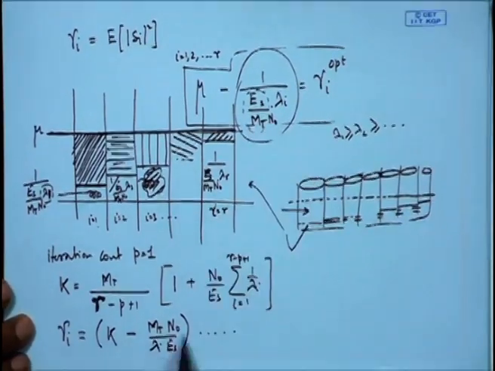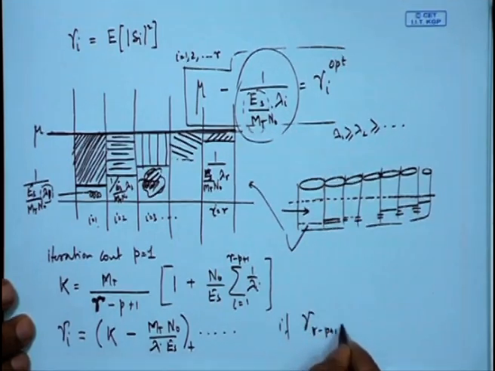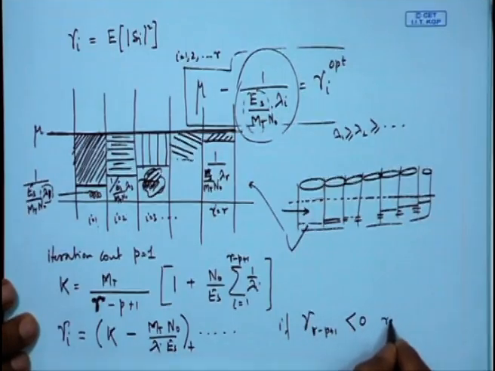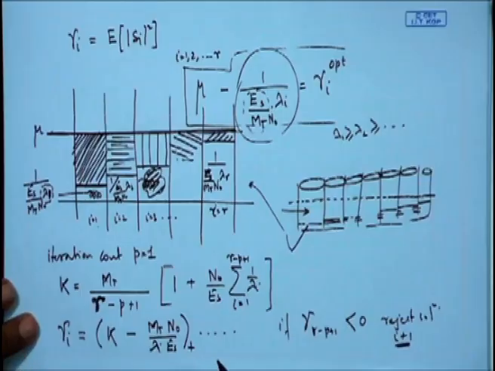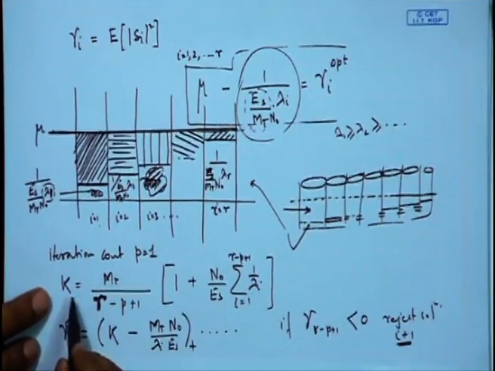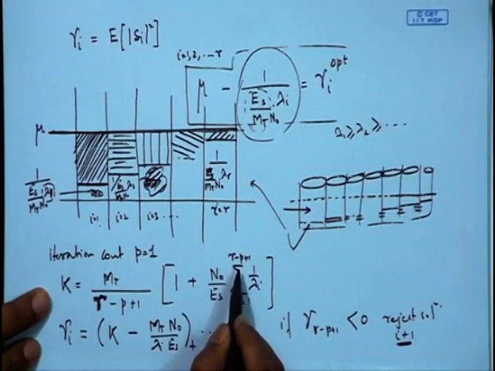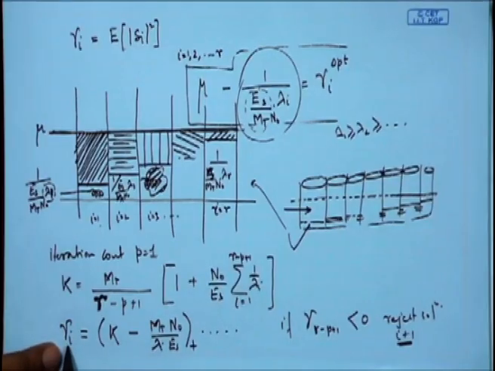And once you do this, basically it is in plus. So, if it turns out that gamma r minus p plus 1, that is, the particular iteration, is less than 0, that means it is negative, you reject this solution and go to p plus 1. So, you increment to the next iteration, and you carry on repeating this. Basically you calculate this constant, and after you calculate this constant, use it in this expression in calculating gamma i.